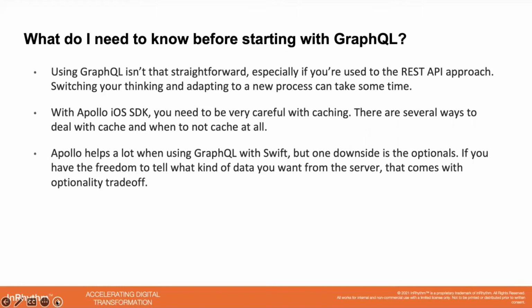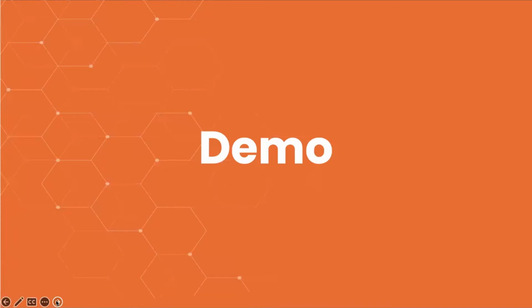One of the downsides of using Apollo with GraphQL is lots of optionals. Since we're getting only the data which we need, it's a trade-off. We get lots of optionals, but once you get used to it, you will probably not pay attention, you will just do unwrapping and all the optionals handling. So let's switch to the demo.